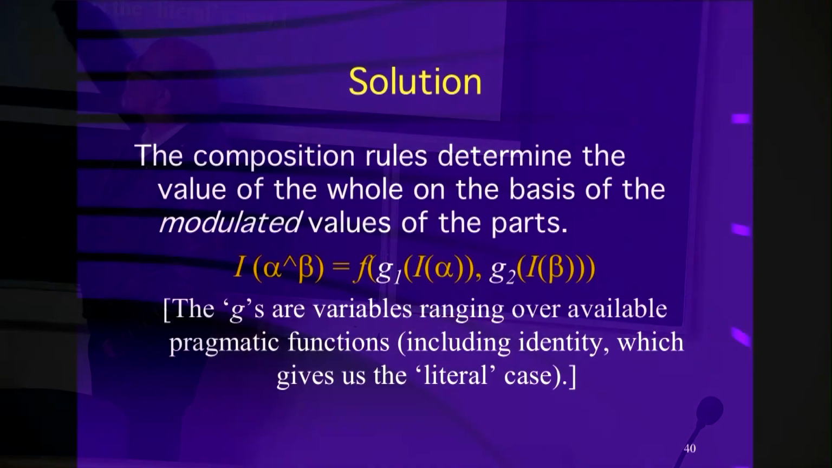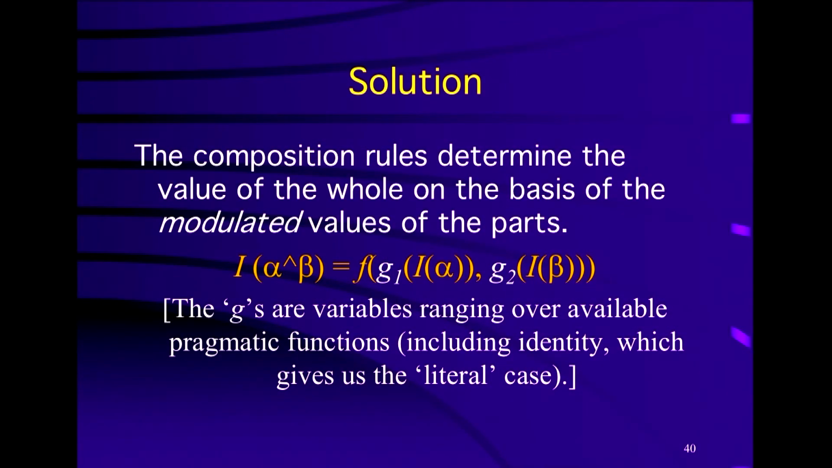I suggest that the interpretation of a complex expression should be thought of as a function, so far nothing has changed, but a function not of the literal meaning of alpha, the constituent expression, and the literal meaning of beta, but rather a function of the modulated meaning of alpha and the modulated meaning of beta. That is, you take the literal meaning or standing meaning of alpha and of beta, you subject them to optional modulation in context.